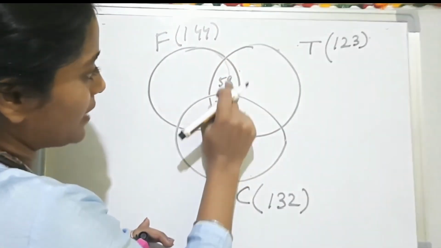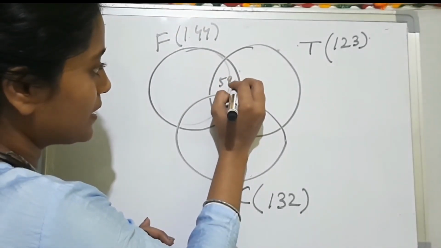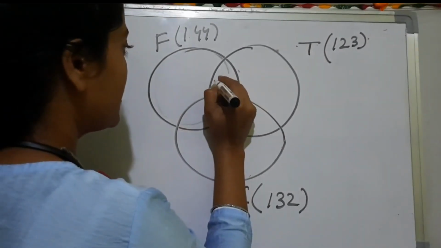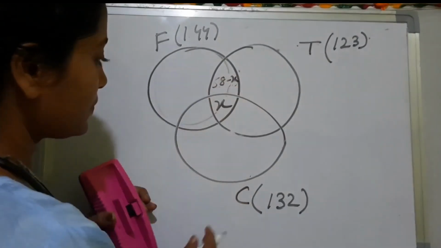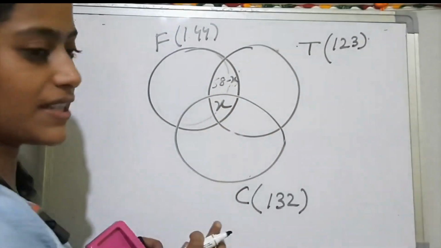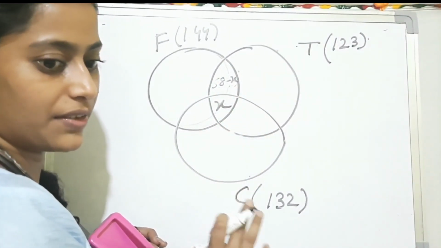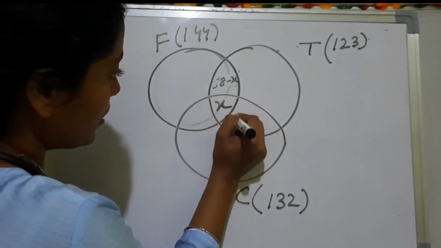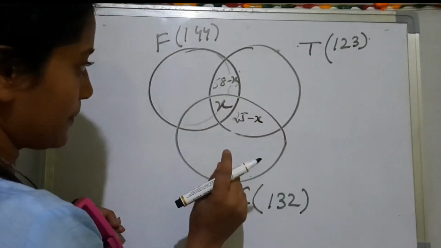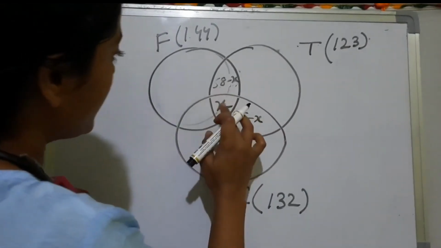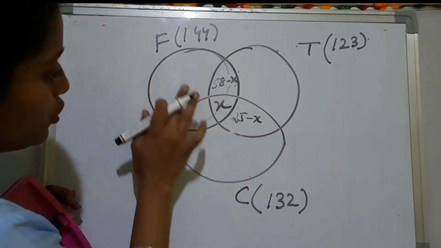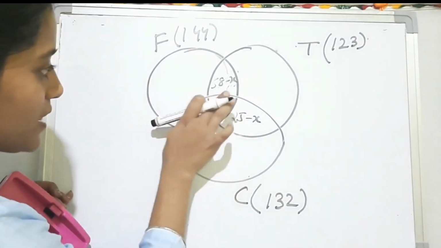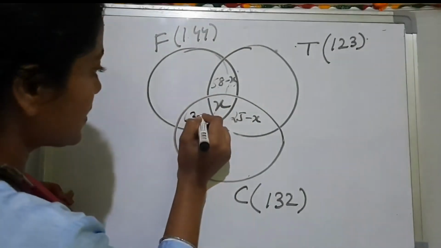then it will be 58 minus x. If this whole is tennis and cricket, the members who play tennis and cricket is 25. So if this whole is 25, this will be 25 minus x. In the question it is given that both football and cricket is 63. If this is x, then this will be 63 minus x.